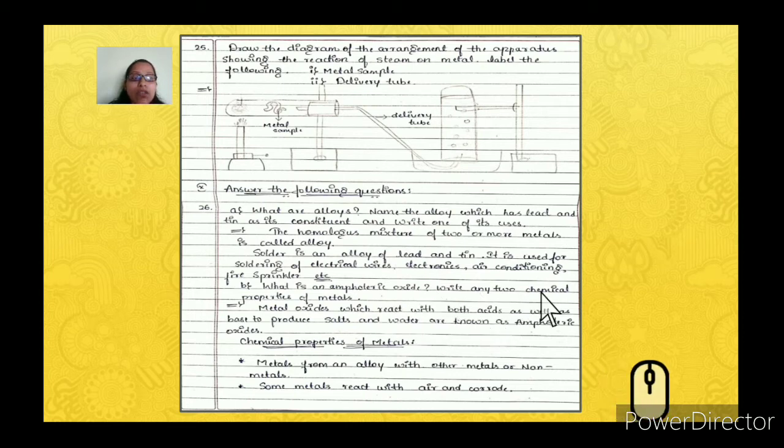So we need to mention two chemical properties of the metals here. Metals form an alloy with other metals or non-metals. So the metals form an alloy; they can combine with other metals or non-metals. Some metals can react with air and also corrode, when in contact with oxygen or air.